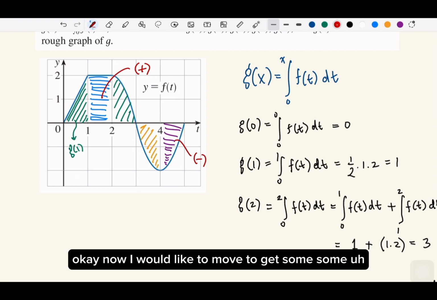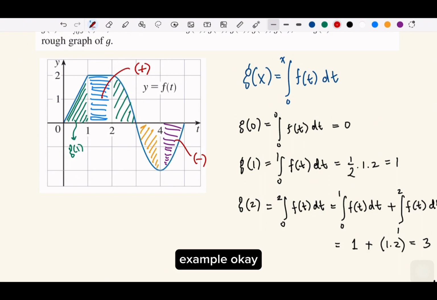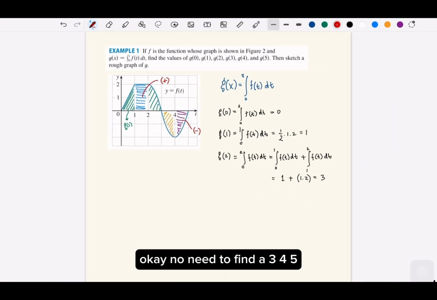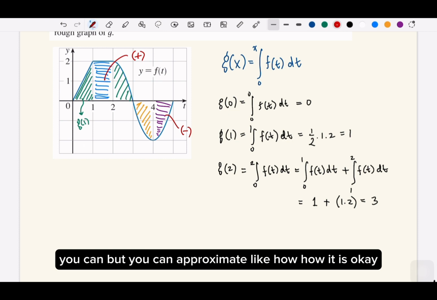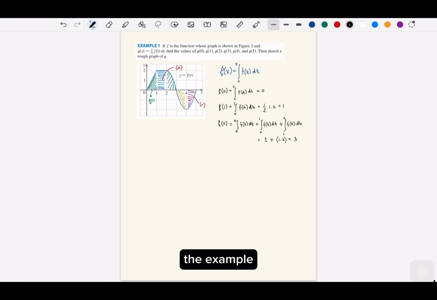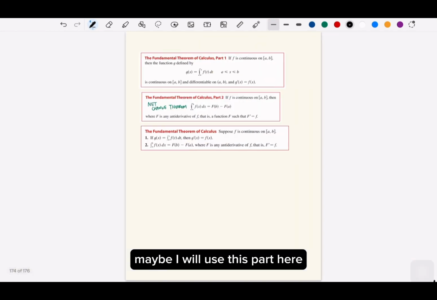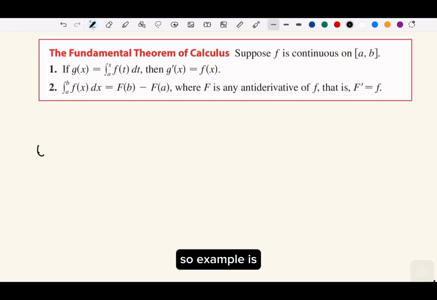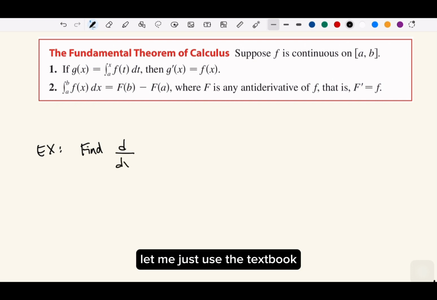Okay, now I would like to move to just some example. Okay, no need to find 3, 4, 5. You can, but you can approximate like how it is. Okay. So let's see the example. Maybe I will use this part here. So the example is, find... Let me just use the textbook.